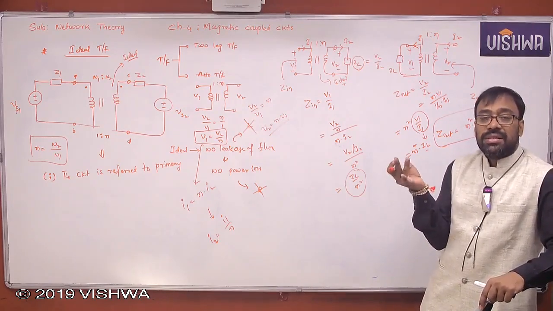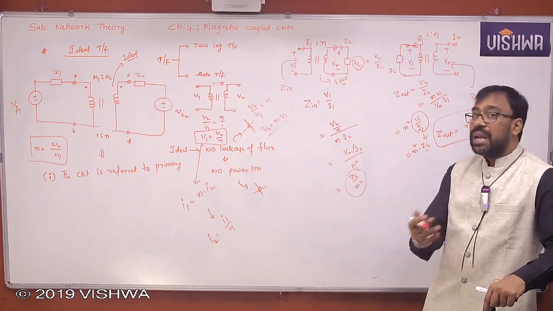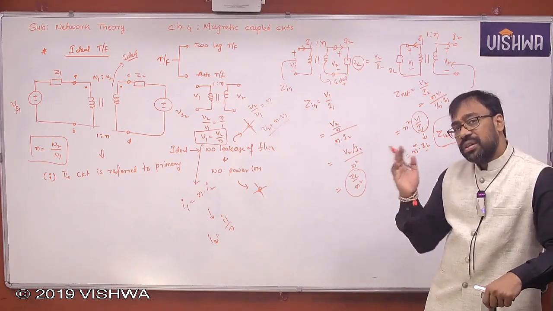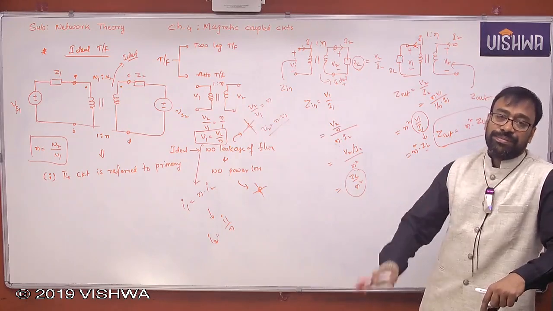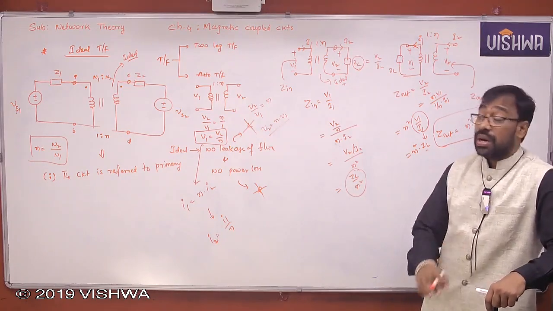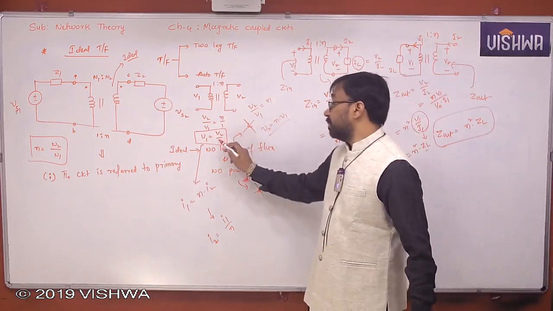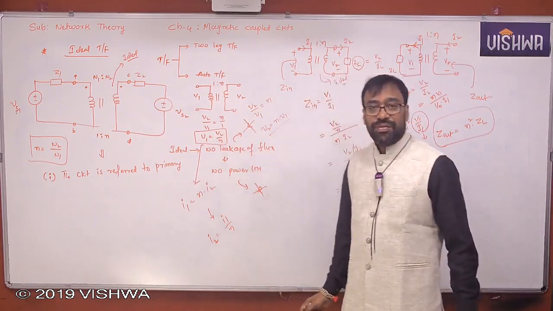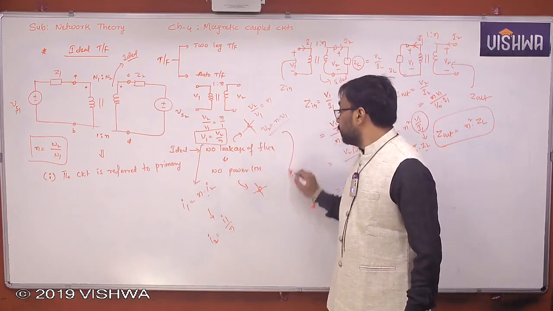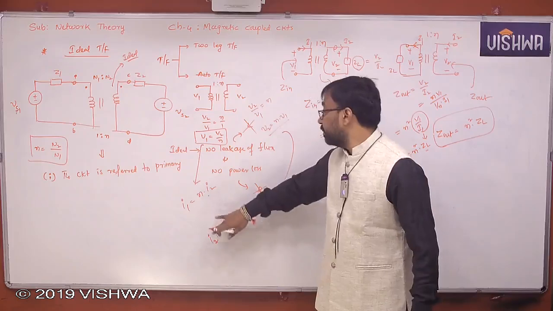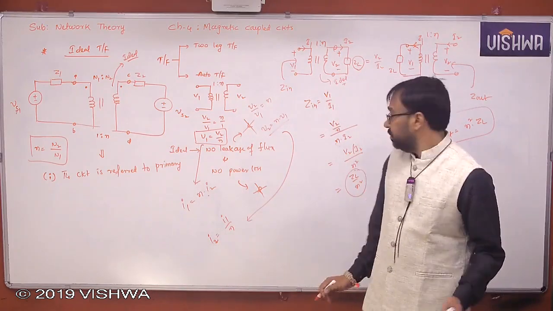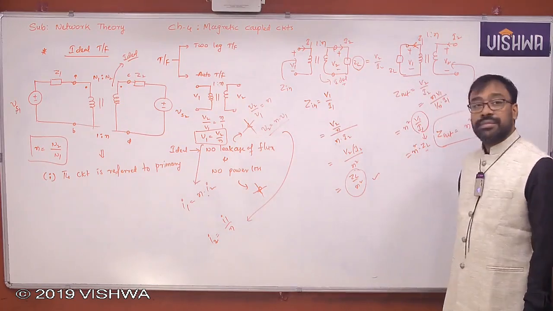Secondary voltage, secondary current, secondary impedance. Now you tell me what will happen. Now let us refer the secondary quantities into primary. Let us refer the secondary voltage to primary. What will happen? Divided by N. Yes or no, all of you? Okay. Current multiplied by N. Impedance divided by N square. This one. Yes or no, all of you?